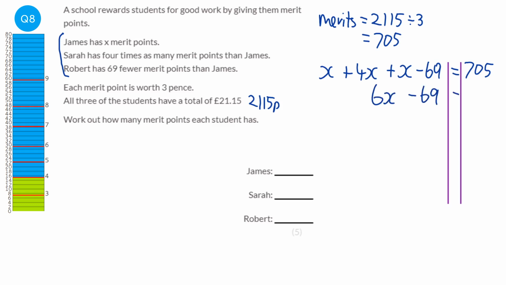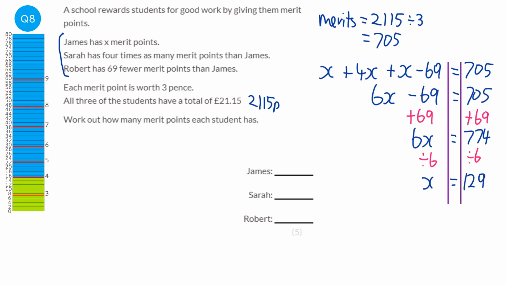Minus 69 equals 705. And we're going to add 69 to both sides. So we've got 6x equals 774. Then we're going to divide 6 both sides. And so we've got x equals 129. So x equals 129. That means James has 129. Sarah has 4 times more, so she will have 516. And Robert has 69 fewer, so we're going to take 69 away from that, and that will equal 60.